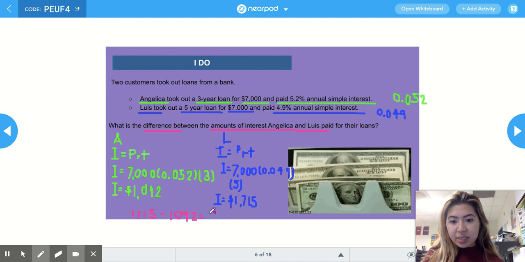And that gives us $623. So that is the difference between the two loans, or the amount of interest for the two loans.